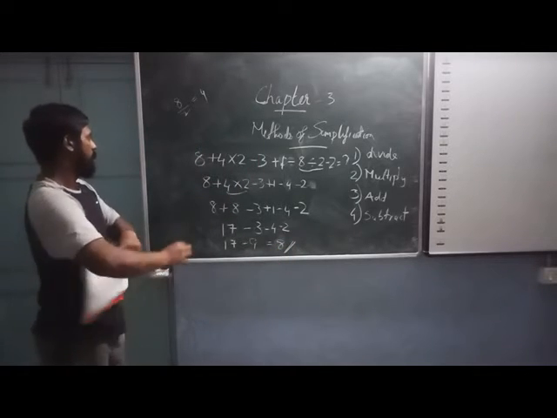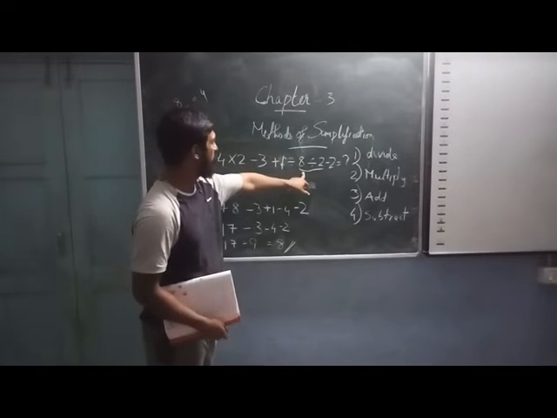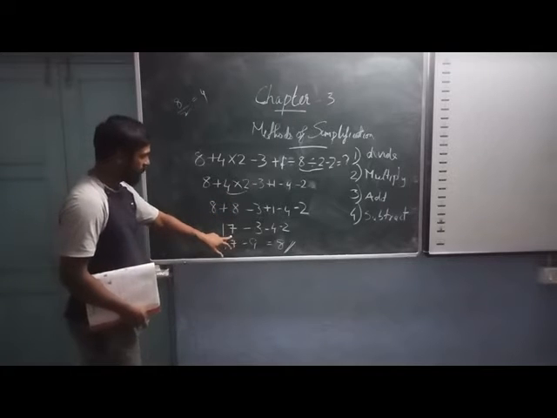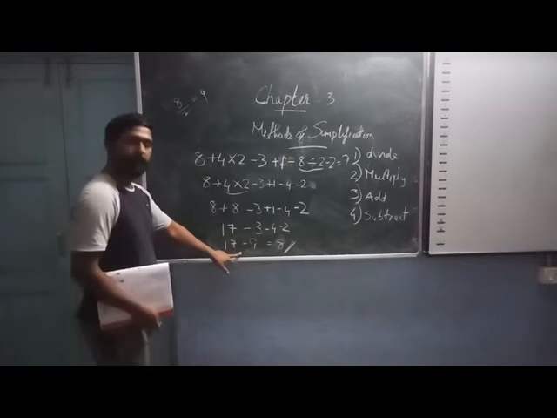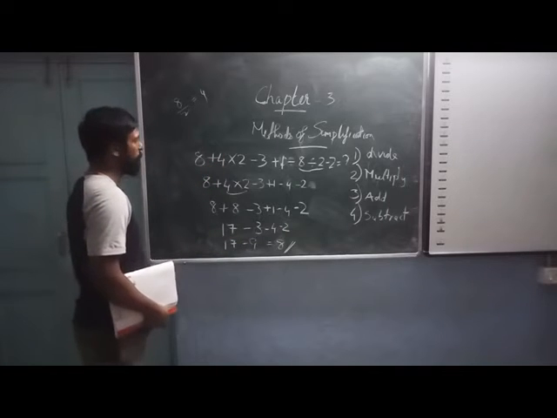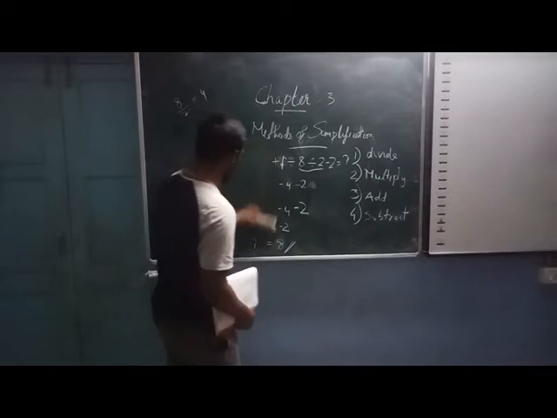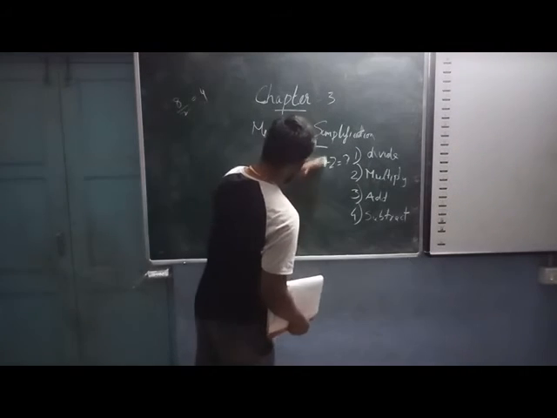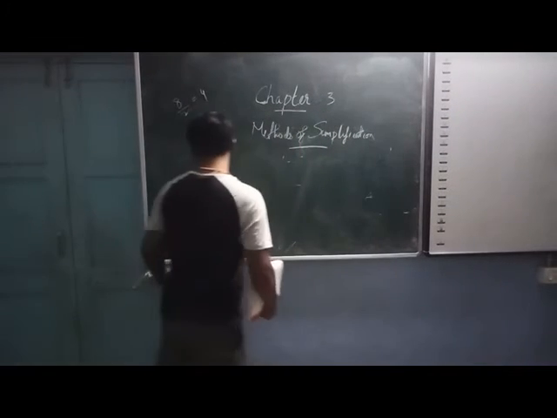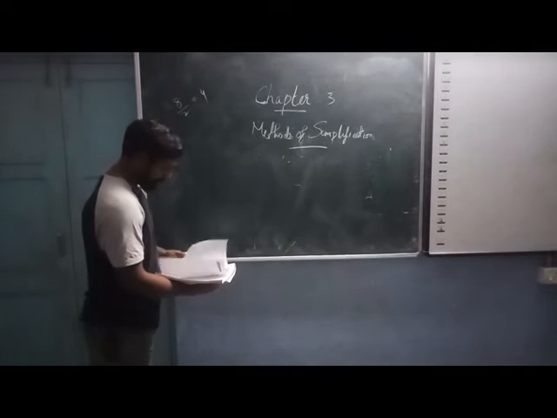You see, first of all what we did is division. Then we did multiplication. Then we did the addition. And finally we did the subtraction. So this is the method for simplification. Now let us see another question. How do we do the method of simplification with the help of another question? Let us take another question.